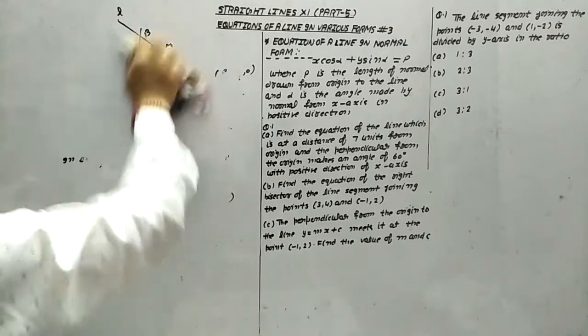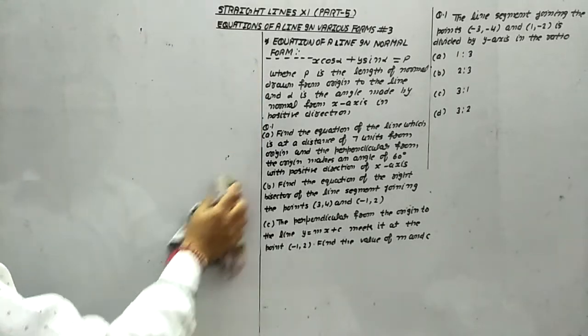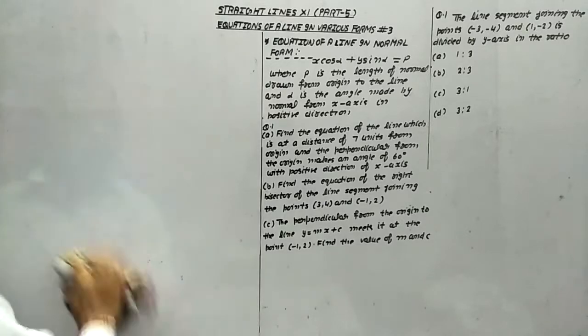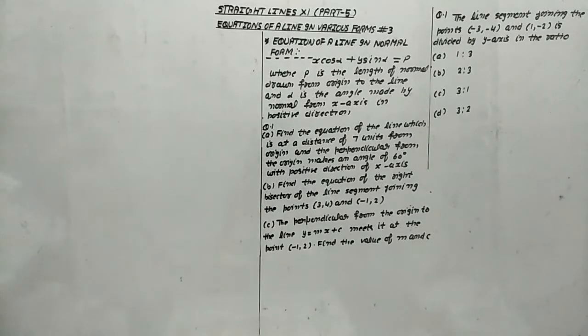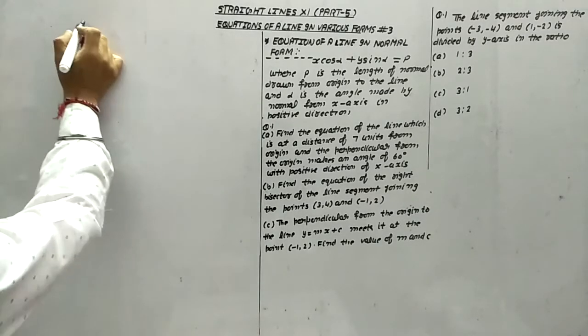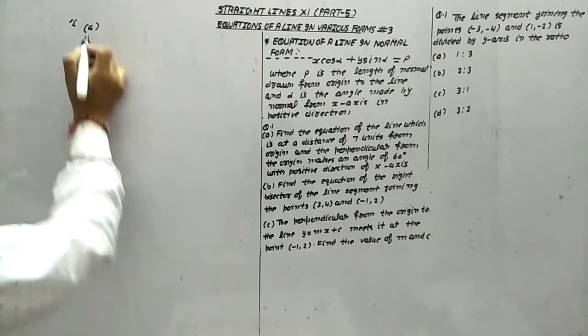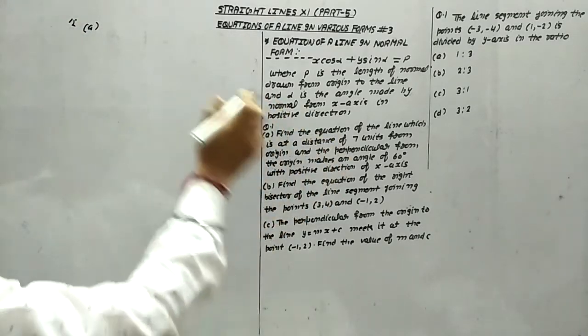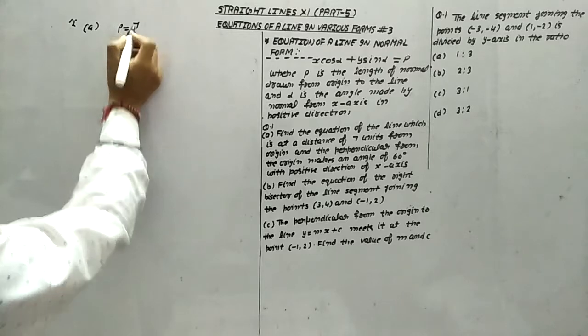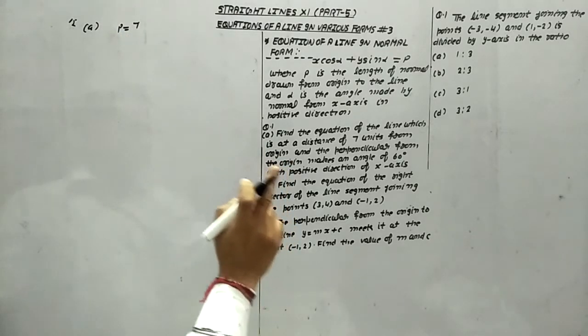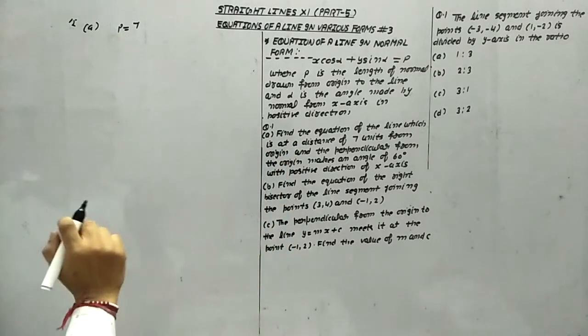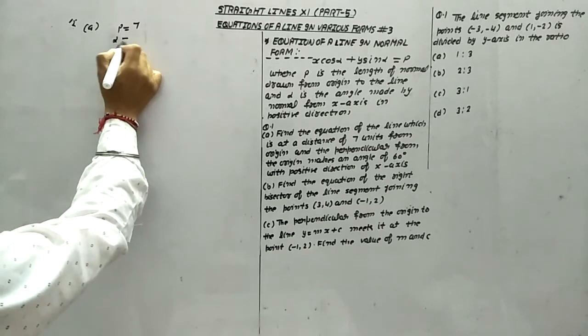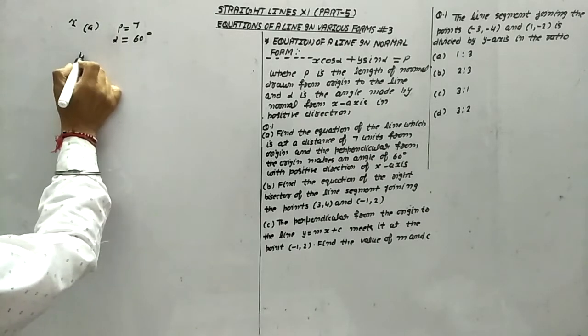So let's start doing the questions related to this and the previous explanation also. Now look at this. The first question is: find the equation of a line which is at a distance of 7 units from the origin. It means p is 7 and the perpendicular from the origin makes an angle of 60 degrees with the positive direction of the x-axis. It means alpha is 60 degrees.